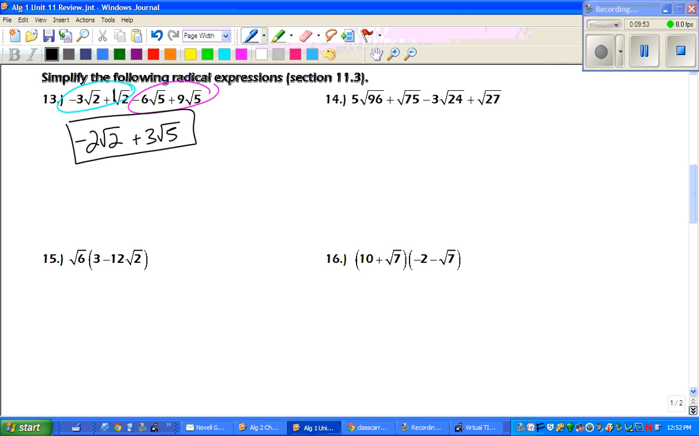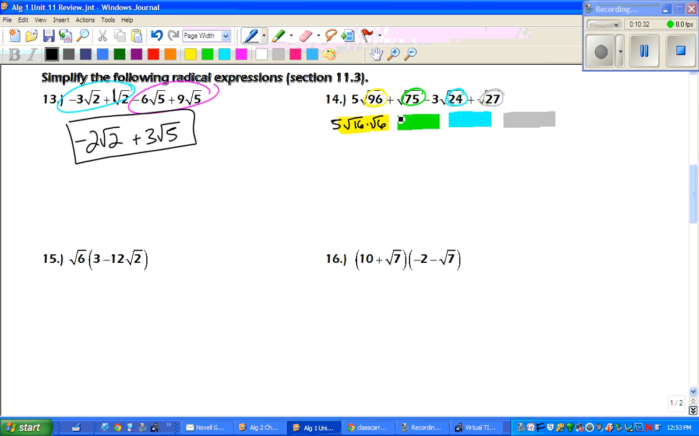Now, number 14. You want to take a look at each one of these guys that's underneath the square root, because you can break down all of them. And that's what we're going to do in our nice pretty colors right here. Okay? So, the 5 stays, but then that breaks down into, what was it? I think it was 36 and 6. Nope, 16 and 6.